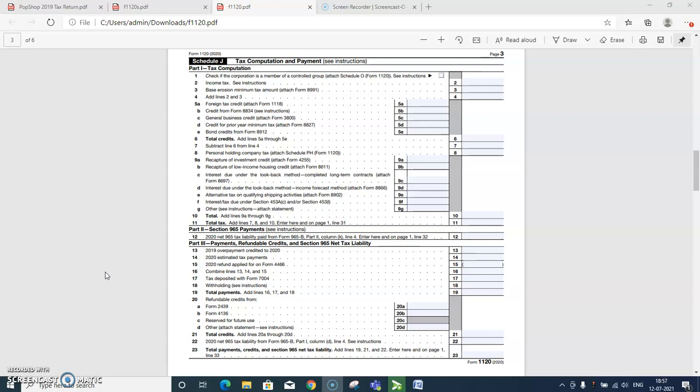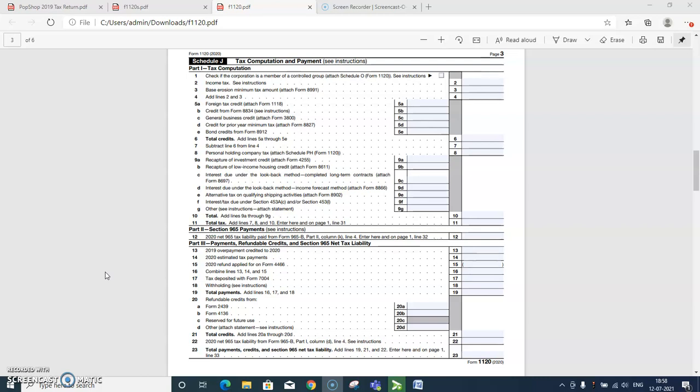Coming to line 5D, enter any allowable credit from Form 8827, Credit for Prior Year Minimum Tax, Corporations. Complete and attach Form 8827. Now coming to line number 5E. Enter the allowable credits from Form 8912, Credit to Holders of Tax Credit Bonds. Now we will get a total credit on line 6 from line 5A to 5E. On line 7 you have to subtract line 6 from line 4.